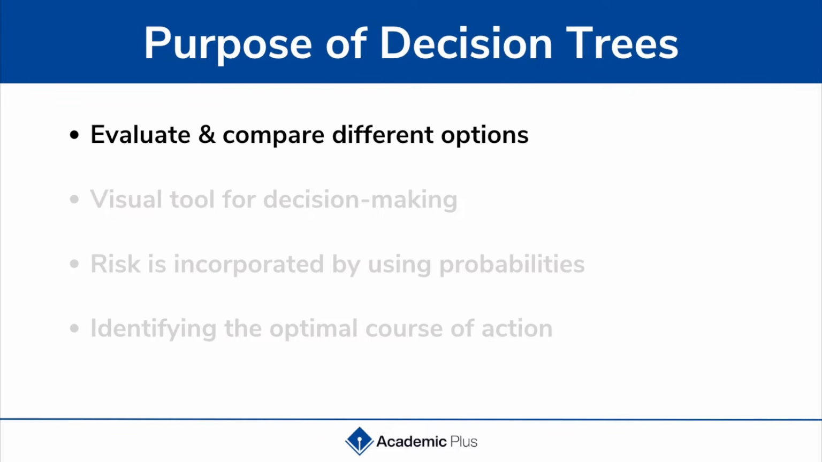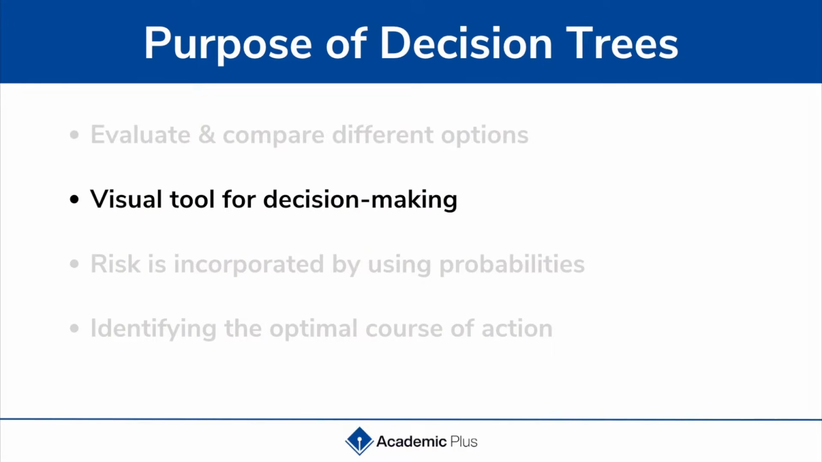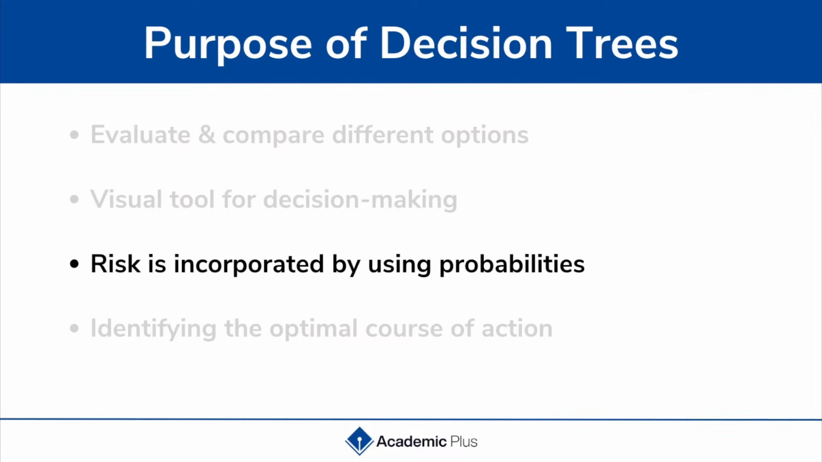Decision trees are very helpful in looking at different choices a business can make, by laying out all the different possible options and their potential outcomes. We'll come on to that in just a moment. It also provides a visual representation of decisions and obviously the consequences for the business. They will also incorporate risk by assigning probabilities to different outcomes. Those probabilities just represent the likelihood that this consequence will happen.